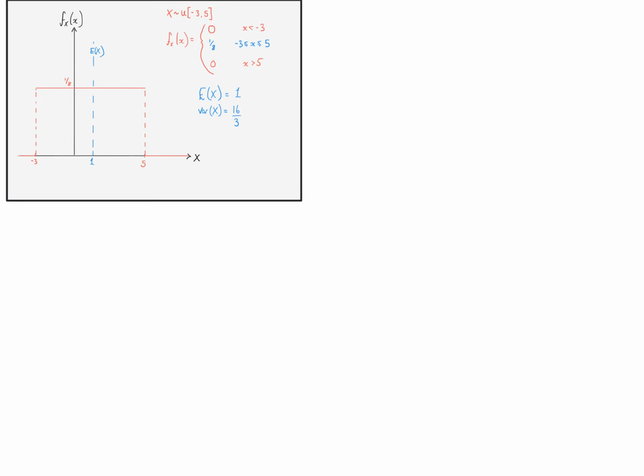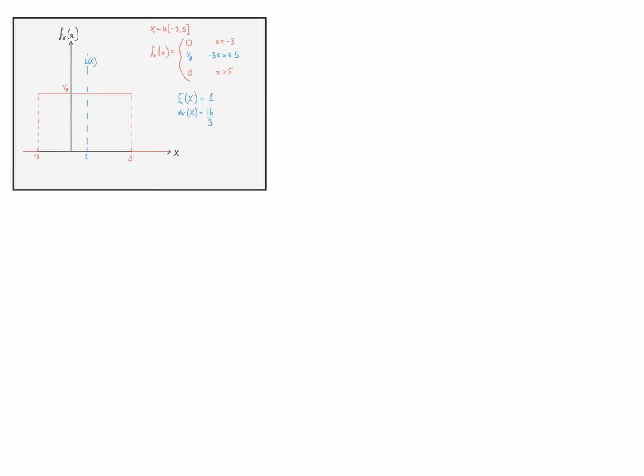Now, next we're going to think about what happens if we were to sample 300 observations, so 300 random observations from this population. So this is like generating 300 random numbers, each with equally likely outcomes between minus 3 and 5. And we're going to use these to construct a sample mean, x bar, which is equal to 1 over 300 times the sum from i equals 1 to 300 of xi. So in other words, we're adding up all of our observations and dividing them by 300.